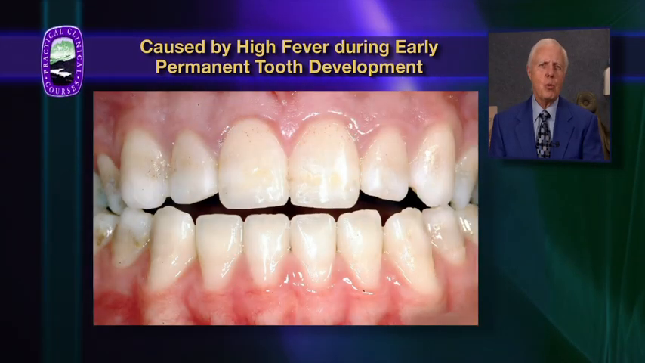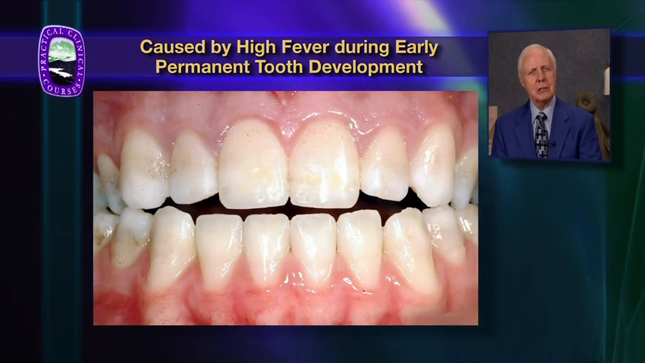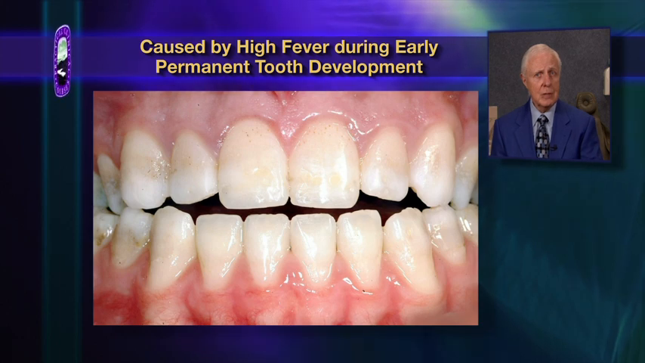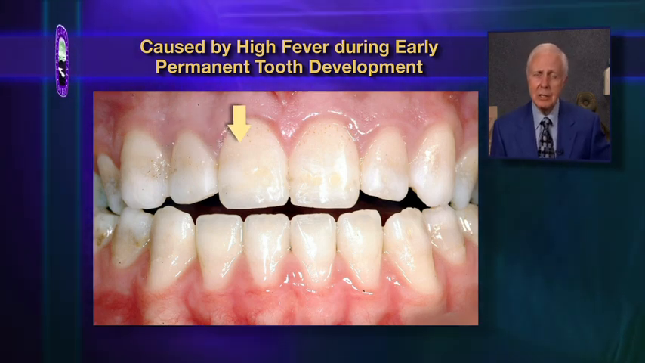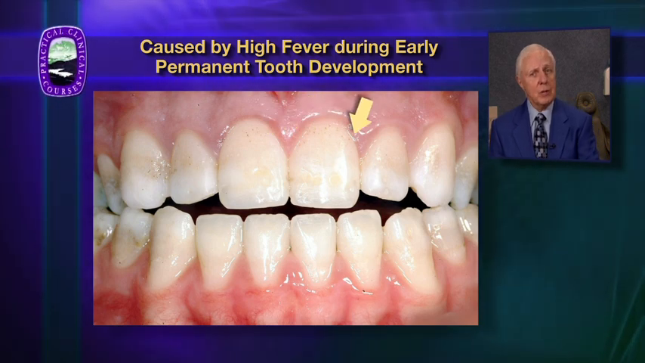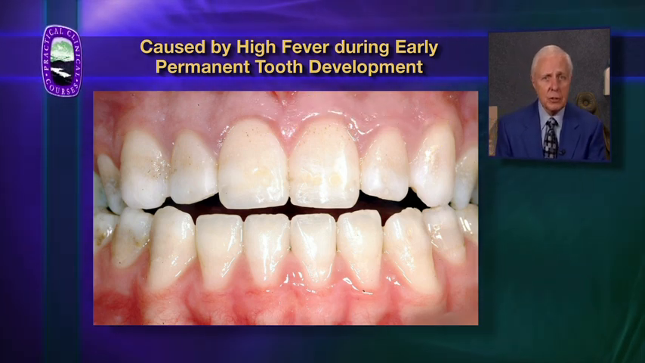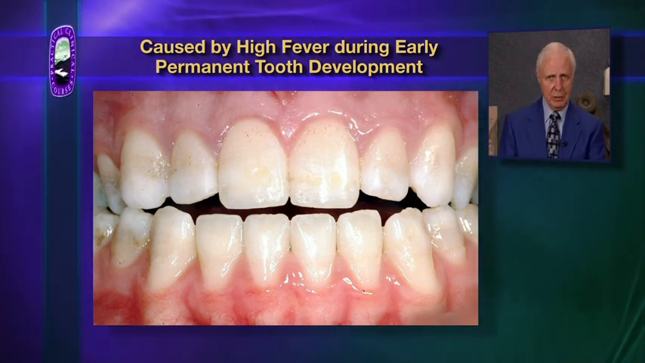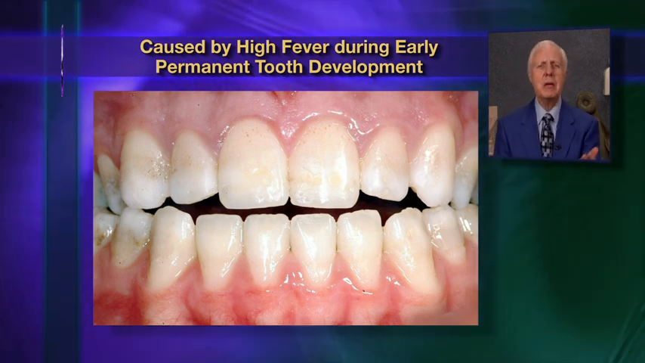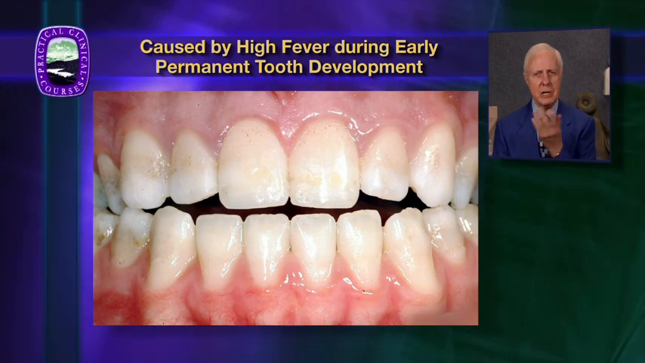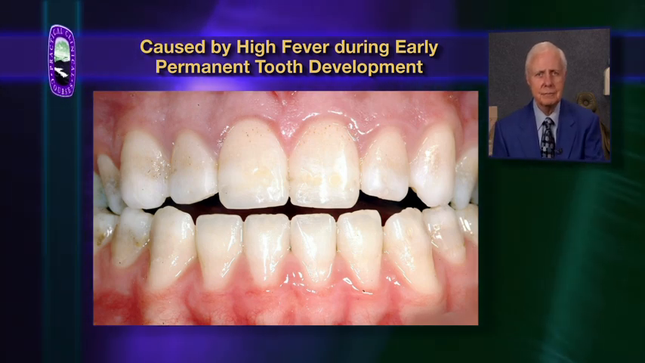You can note the white and yellow tooth surface irregularities in this teenager. The discoloration runs in a line across the teeth. This malformation was caused by a high fever during early permanent tooth development. These malformations probably are not too easy to remove, and they may require some form of veneer or surface covering.